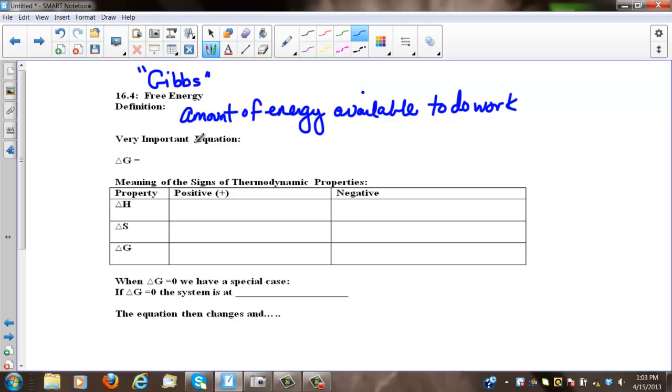This is a very important equation. Delta G equals delta H minus T delta S. So you've got Gibbs free energy is equal to the change in enthalpy minus the temperature, and remember, temperature must be in Kelvin, times the change in entropy.